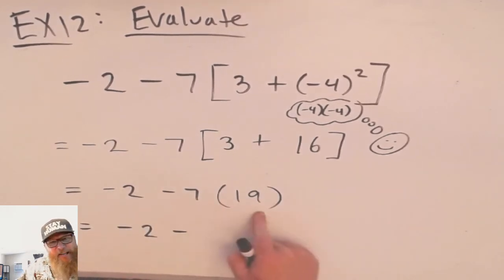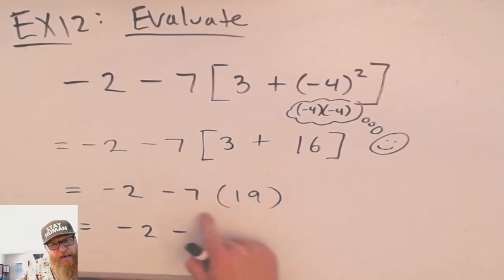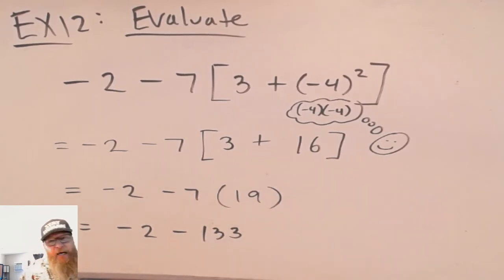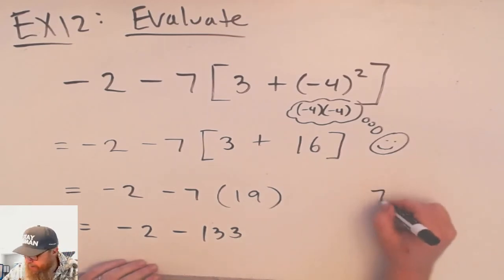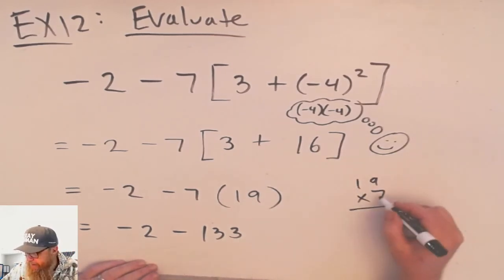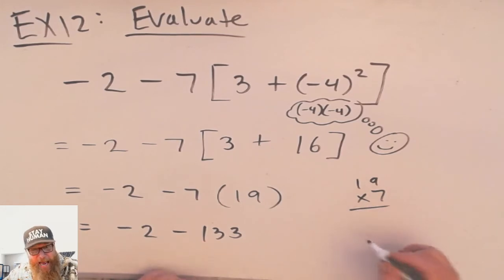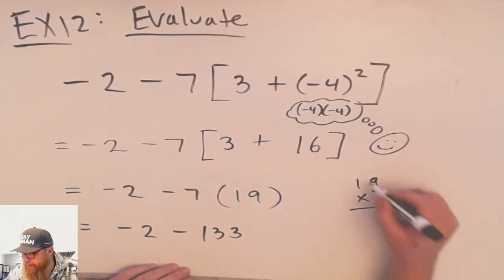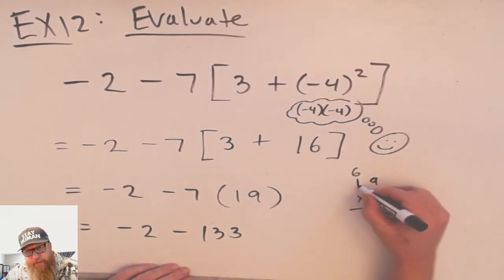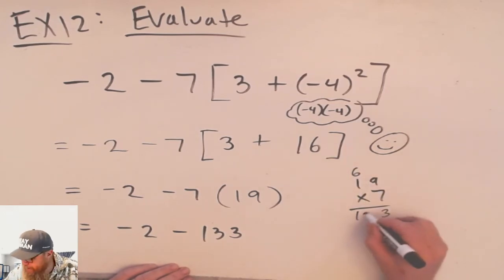You know 7 times 19 off the top of your head? 133. If you don't know that, it's probably wrong. I don't know. Let's see. 7 times 19. I guess, so I could be wrong. 7 times 9 is 63. Carry the 6. 7 times 1 is 7, plus 6 is 13. I was right.